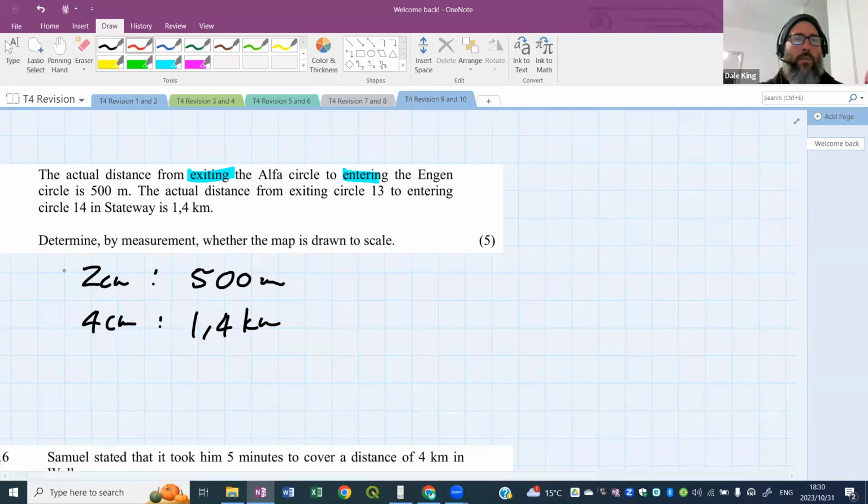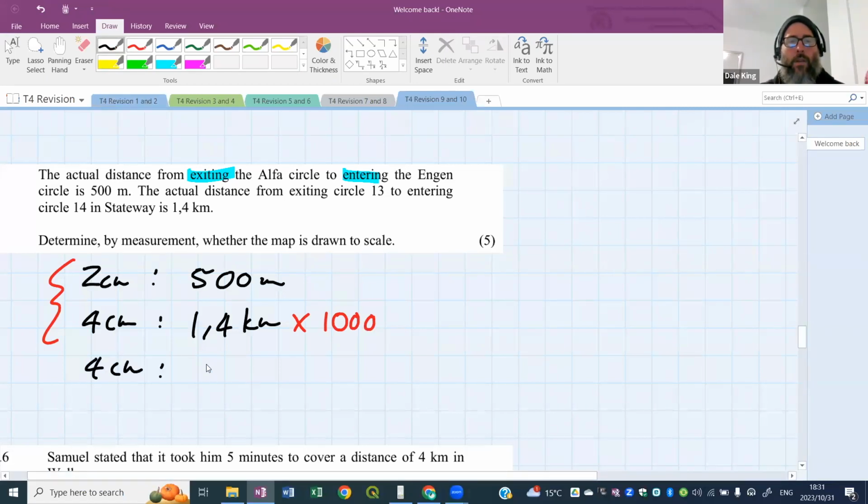So on the left-hand side, we measured these 2 values. And on the right-hand side, this is what they tell us it's supposed to be in the real world. Okay. Now, what I'm going to do is, first of all, change the bottom one's kilometers into meters. So we're going to multiply this by 1,000. Okay. That'll change this bottom one to 1,400 meters. All right. Now, I'm not going to change this too much. In fact, let me pull this out and compare them next to each other like this.